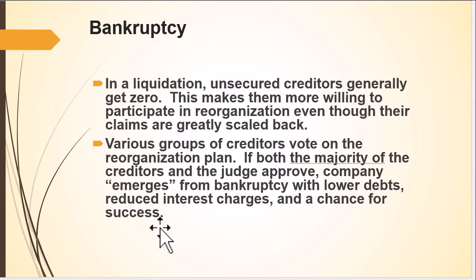Various groups of creditors vote on the plan. If both the majority of the creditors and the judge approve, the company emerges from bankruptcy with lower debts, reduced interest charges, and a chance for success. So the reorganization is what everybody wants. There are actually things called bankruptcy plans, a preset plan that you use as your template. This is the plan we're going to use. If everybody votes on that, quite simply, it happens very quickly.